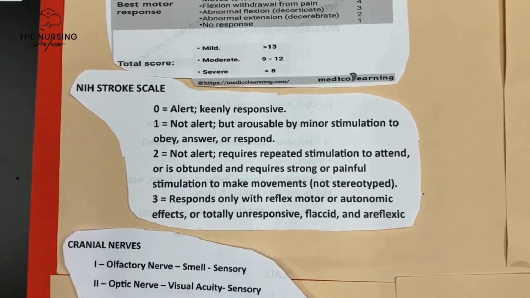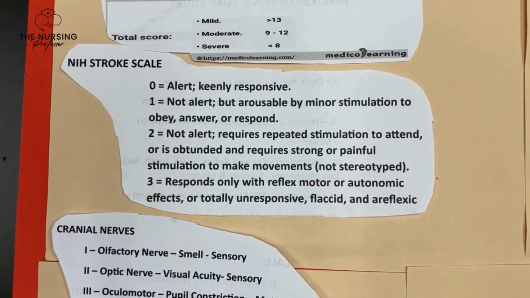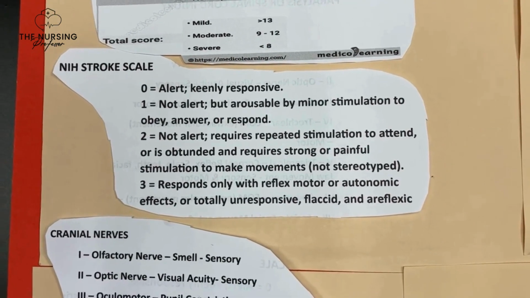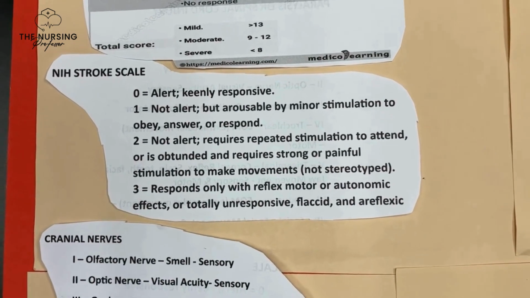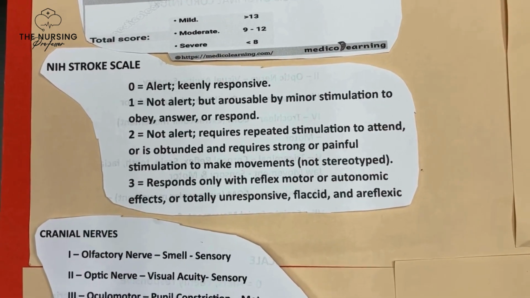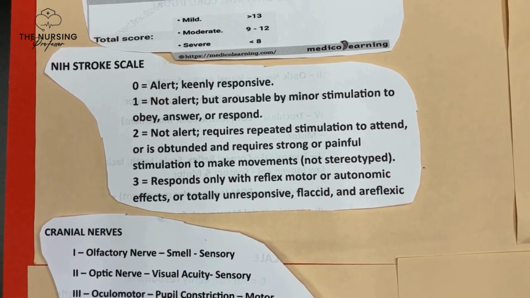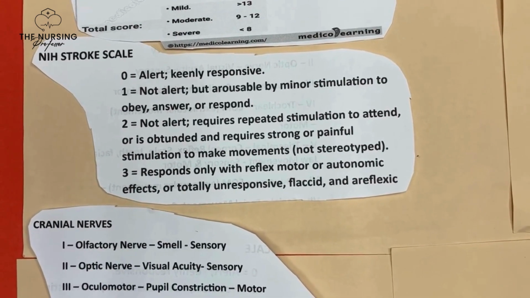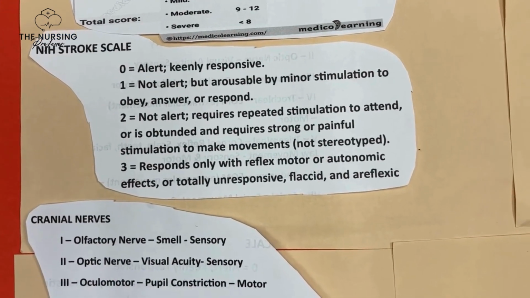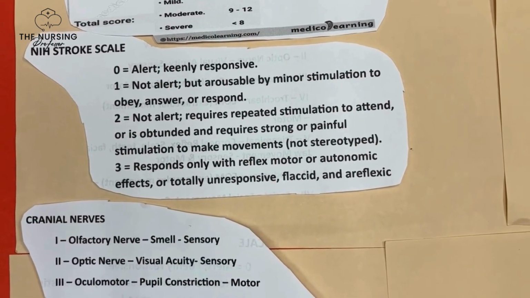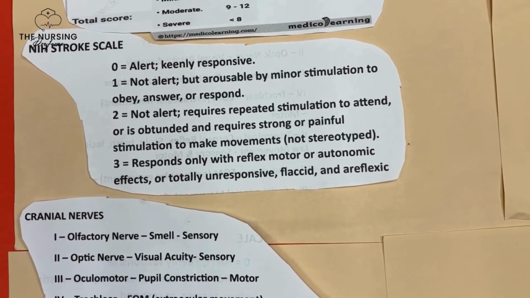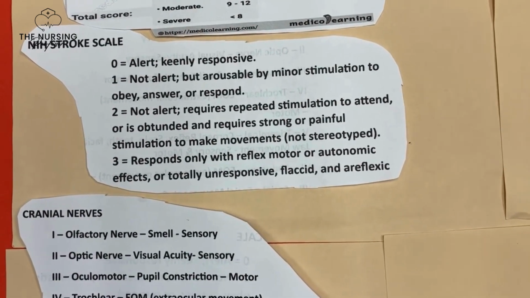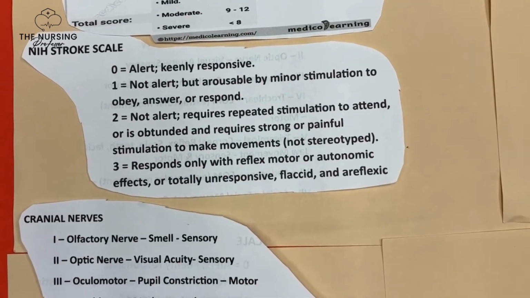All right, another assessment tool that we use is the NIH stroke scale. It goes from 0 to 3. 0, the person is alert and keenly responsive, so that would be like you and me. 1, they're not alert, but they're arousable by minor stimulation to obey, answer, or respond. 2, they're not alert at all. They require repeated stimulation to attend, or they're obtunded and require strong or painful stimulation to make movements. And then 3, they respond only with reflex motor or autonomic effects, or are totally unresponsive, flaccid, and areflexic.